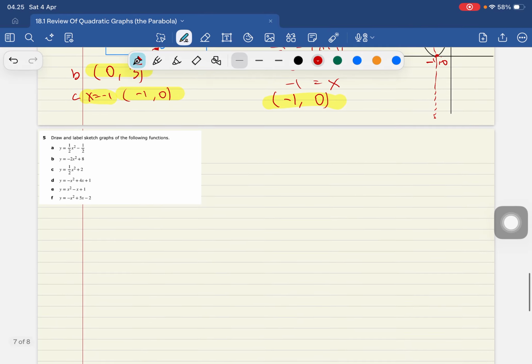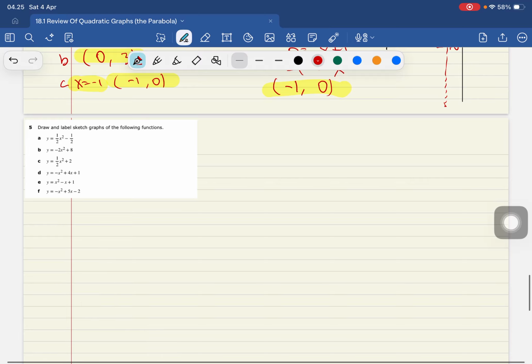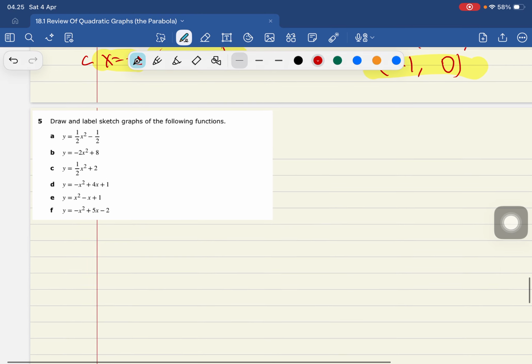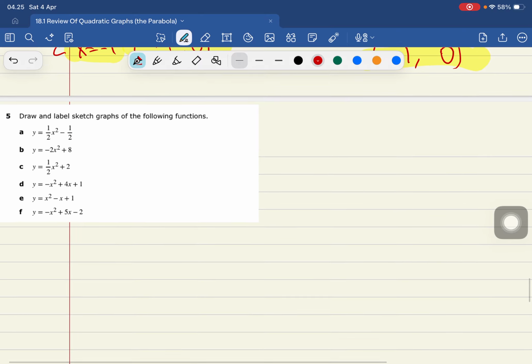Hi, in this question, I'm going to continue solving practice questions for review of quadratic graphs and the parabola. So number 5, we need to draw and label sketch graphs of the following functions. Let's start with A.